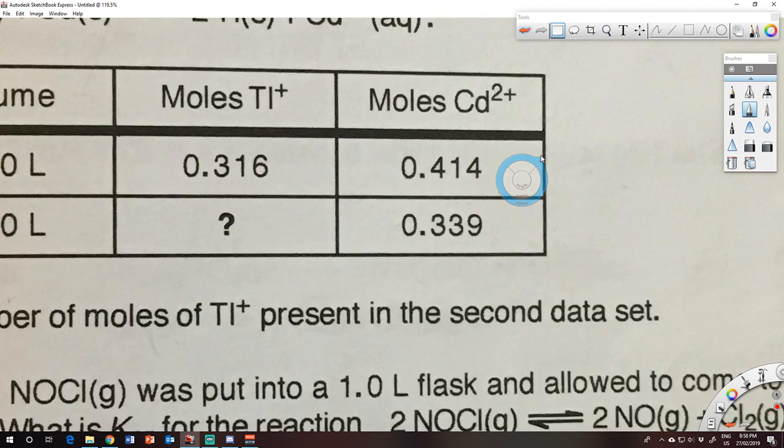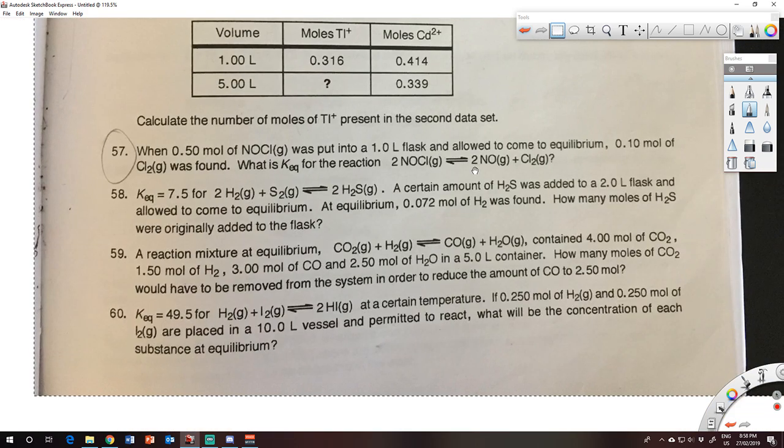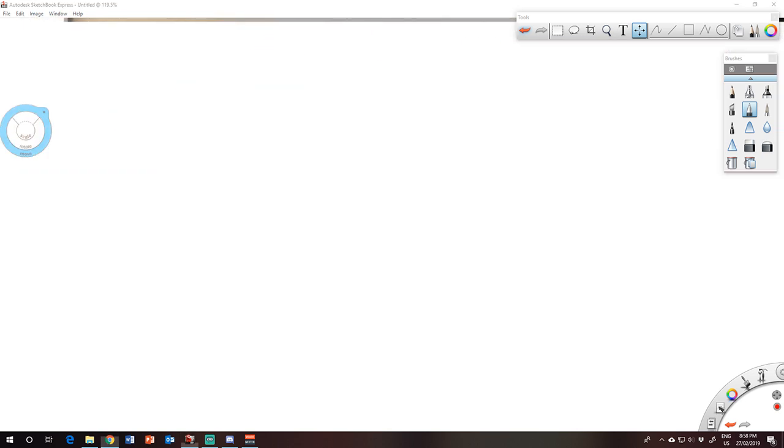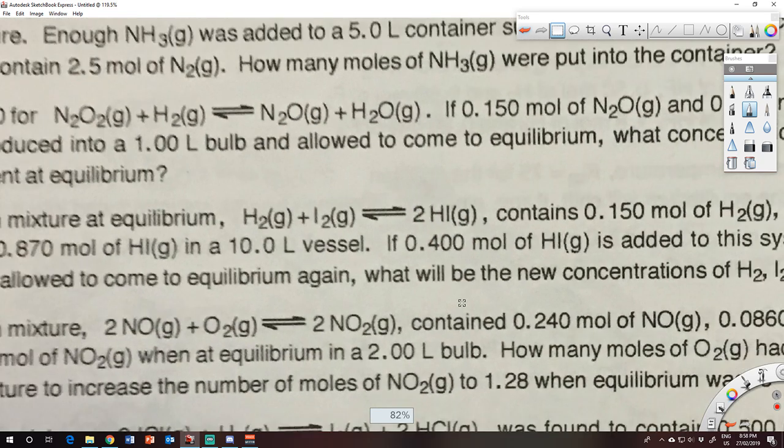What's question 60? Let's look at question 60. Question 60 asks us, some reaction occurs at a certain temperature. We have moles of H2 and I2 permitted to react, then it goes to equilibrium. What will be... okay, we did that example in class, so I think I can skip that one. Let's go look at the other questions. Well, I shouldn't say we did that exact example. We did a very, very similar example in class, so it shouldn't be too bad. Should be easy to do.